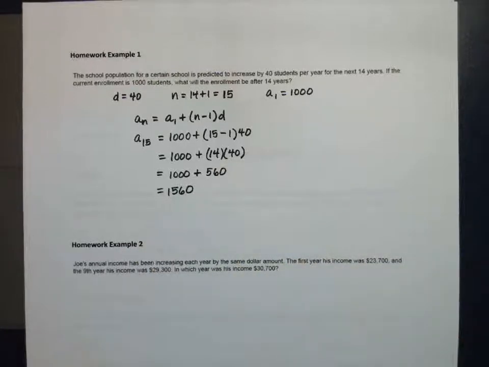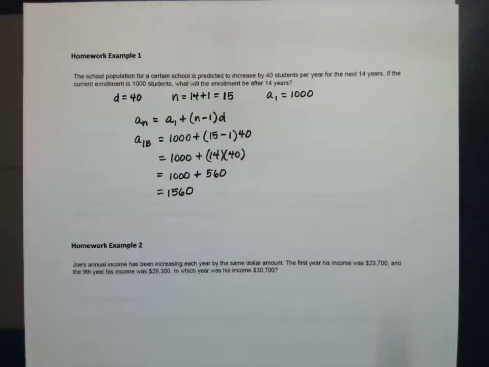So after 14 years, the enrollment will be 1,560 students at a particular school. Okay, so that's how we use that formula to find the number of students after 14 years.